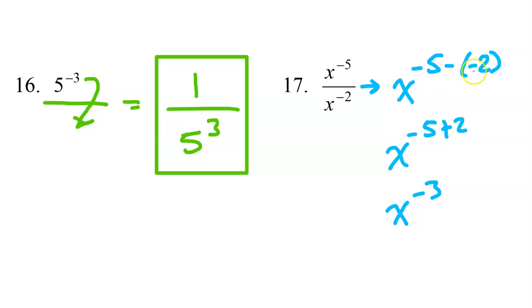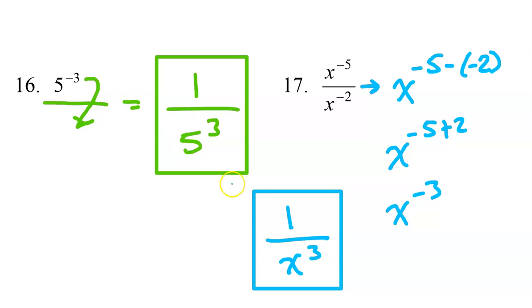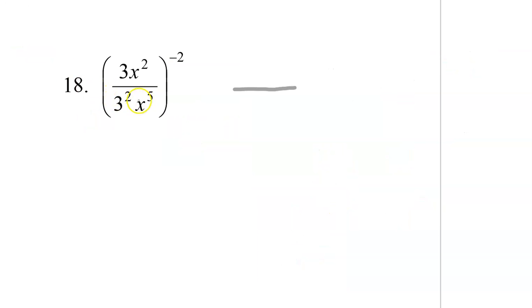So you normally wouldn't write down the first two steps. You would just do this in your head. But in the end, we need to drop this down to the denominator because of the negative exponent. So we end up with 1 over x cubed. I like the first method better, but some students will prefer to do it this way. Whatever makes you happy.